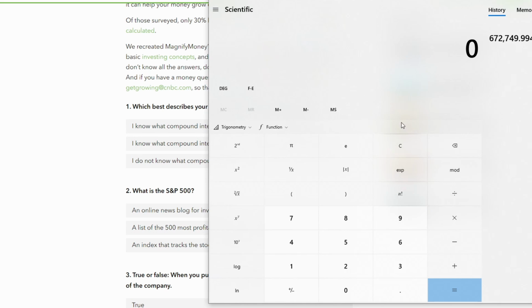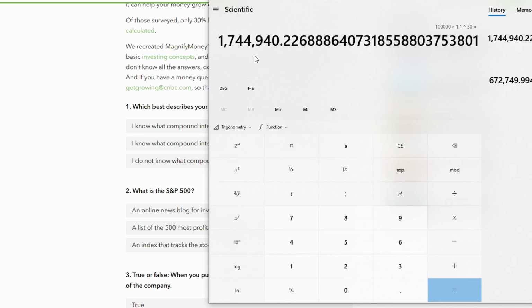How about what if I keep that money rolling with compound interest for 30 years? So let's do it again. 100,000 multiplied by 1.1 to the power of 30. So it becomes 1.7 million. So in other words, if you had invested 100,000 into an asset that is growing at 10% compound interest and you have kept it rolling there for 30 years, your 100,000 will have become $1.7 million, which is a pretty good gain.